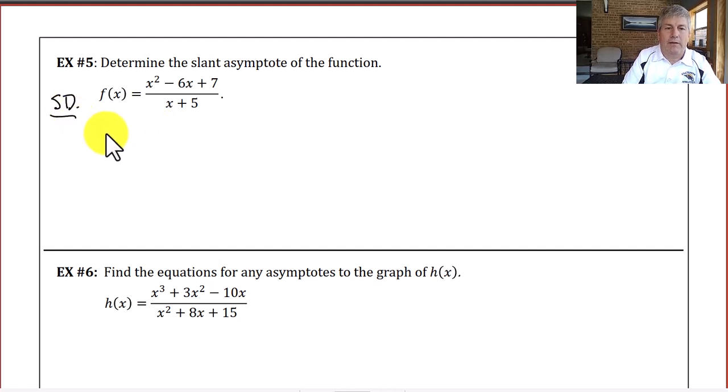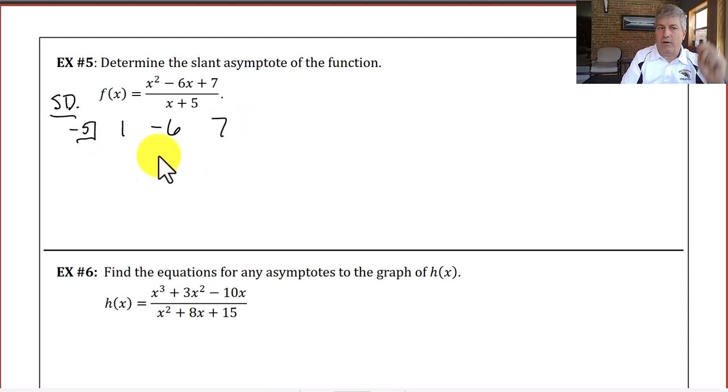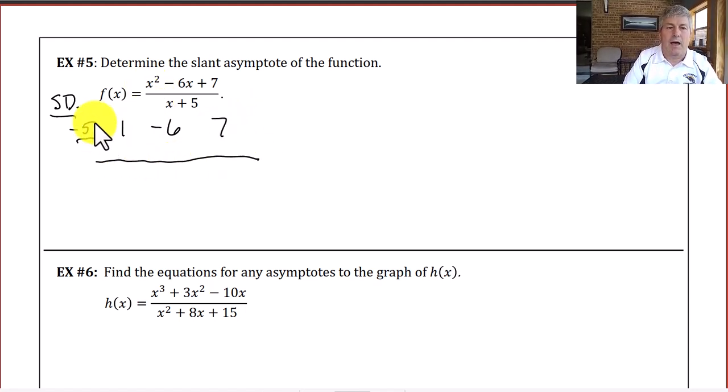So I'm going to write down my coefficients. My divisor is going to be 5, and my coefficients are 1, -6, and 7. I have all decreasing order of x, so I don't need any placeholders. And I'm ready to do my synthetic division. So I'm going to prime my pump. 5 times 1 is 5, and I get -11.